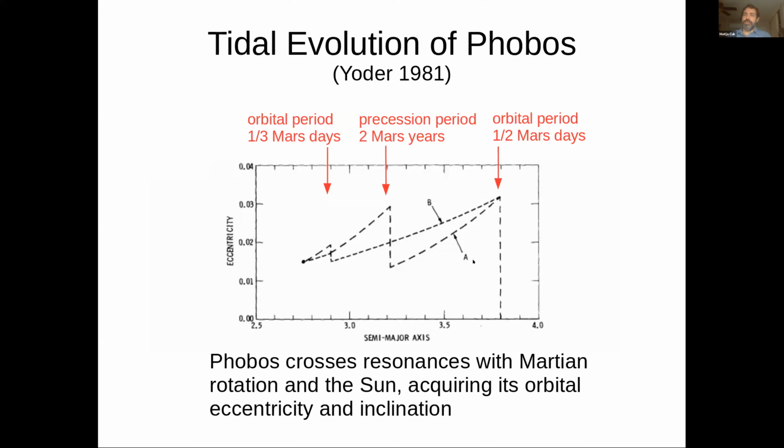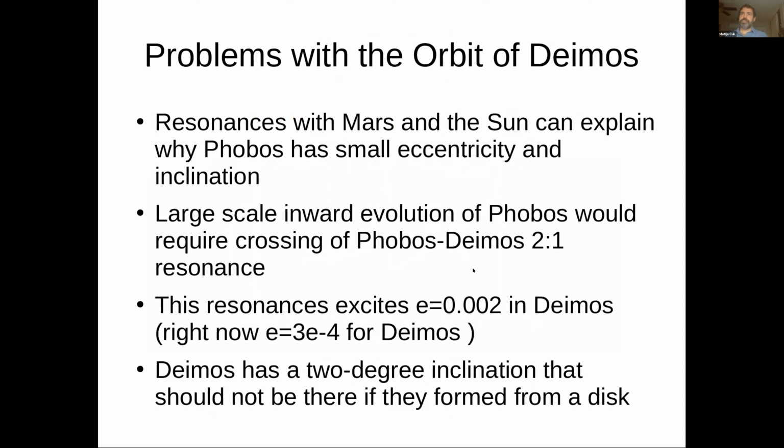Similarly, its inclination of about 1 degree can be explained with one of the resonances with the Martian figure. The difference between eccentricity and inclination here is that inclination does not get damped the way eccentricity is. So that's where we were a few years back. There were clear answers to why the orbit of Phobos is what it is, but Deimos caused problems.